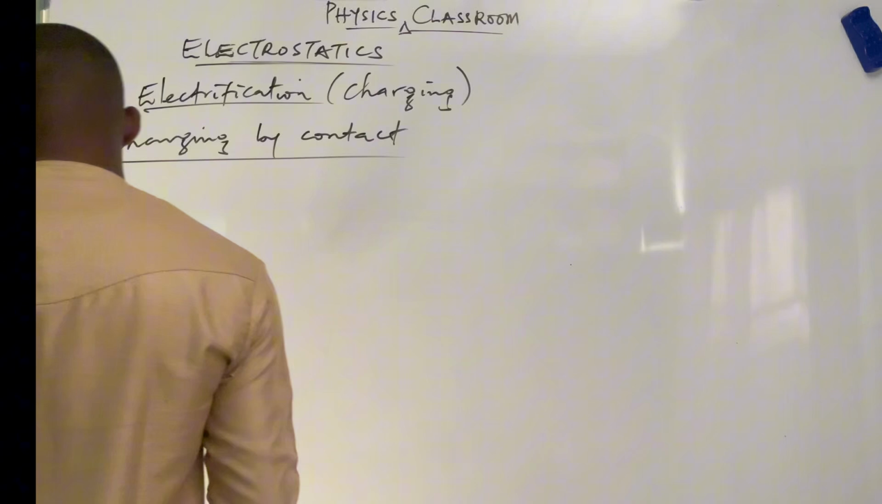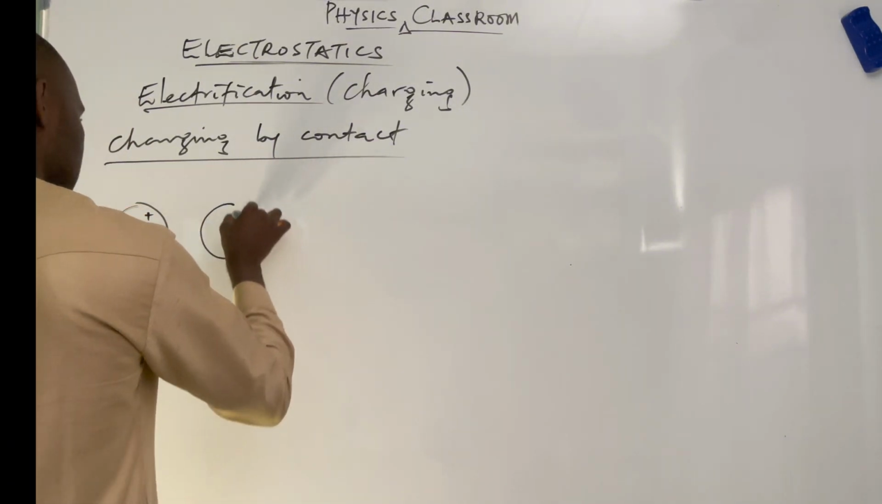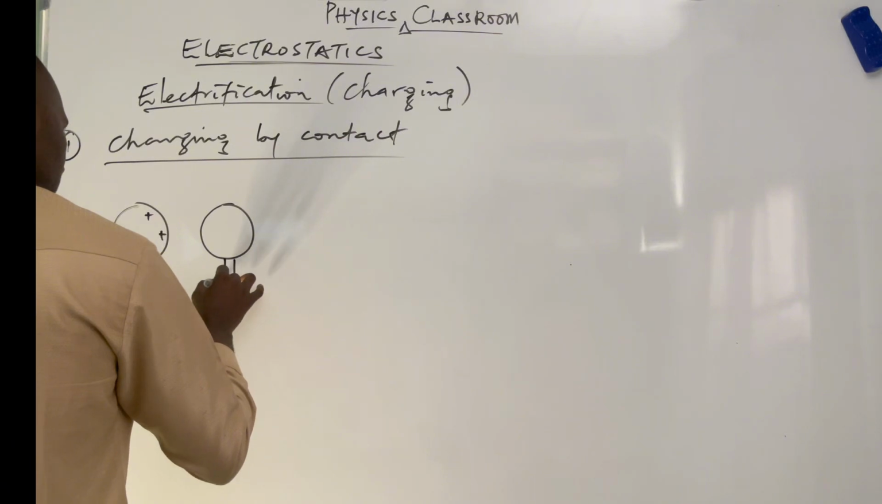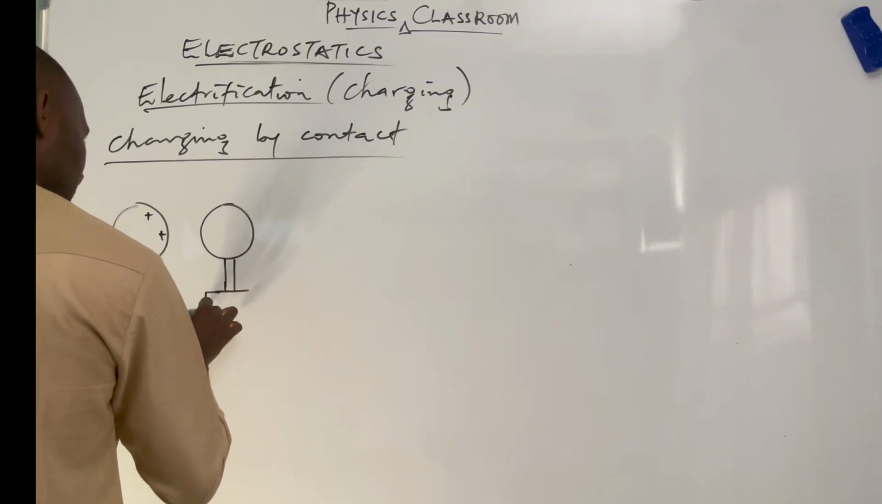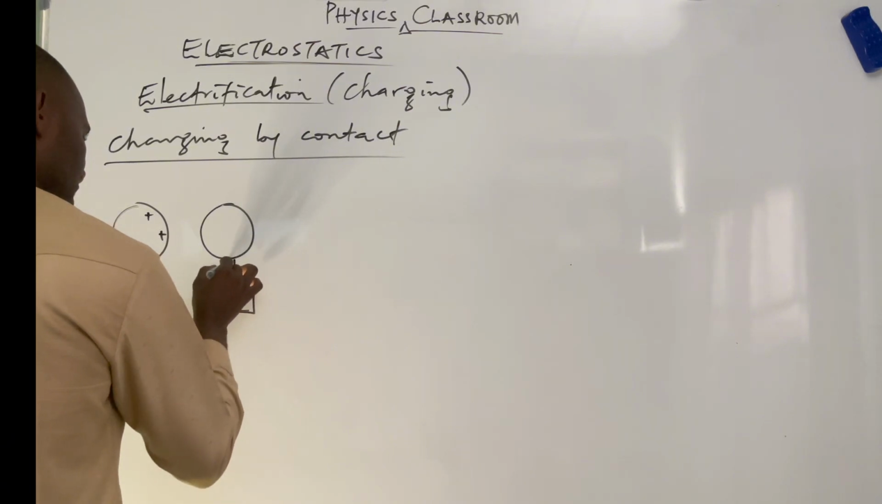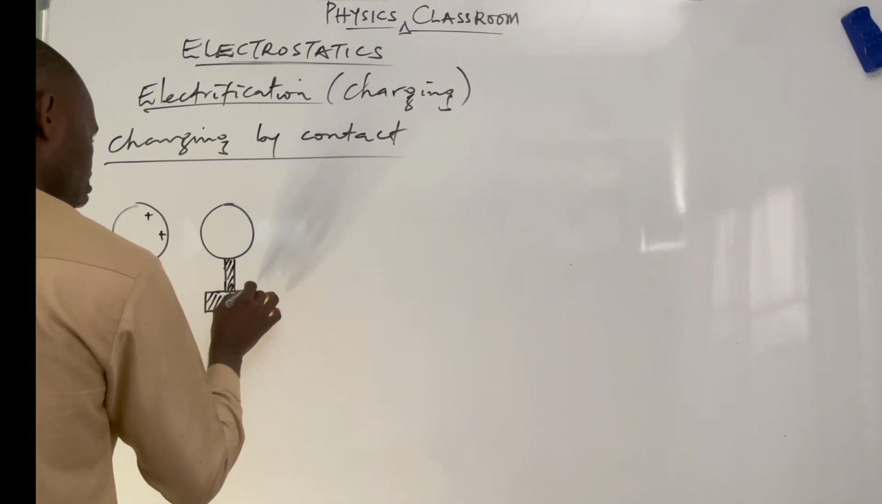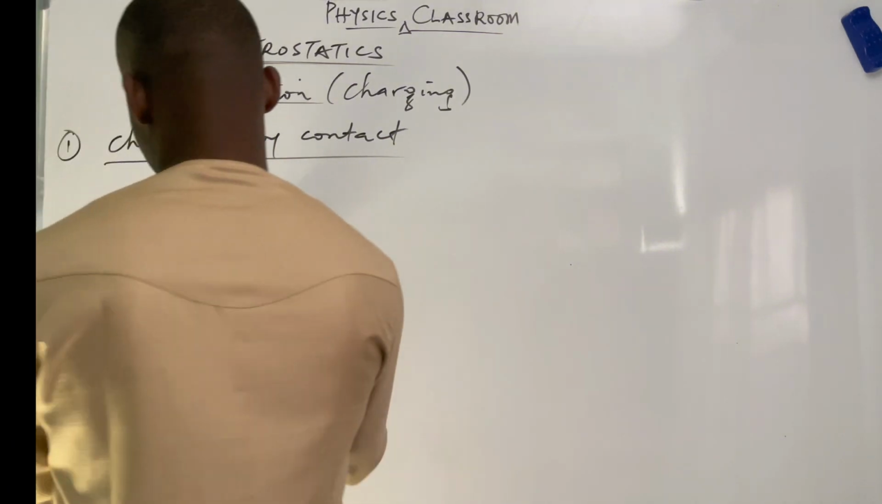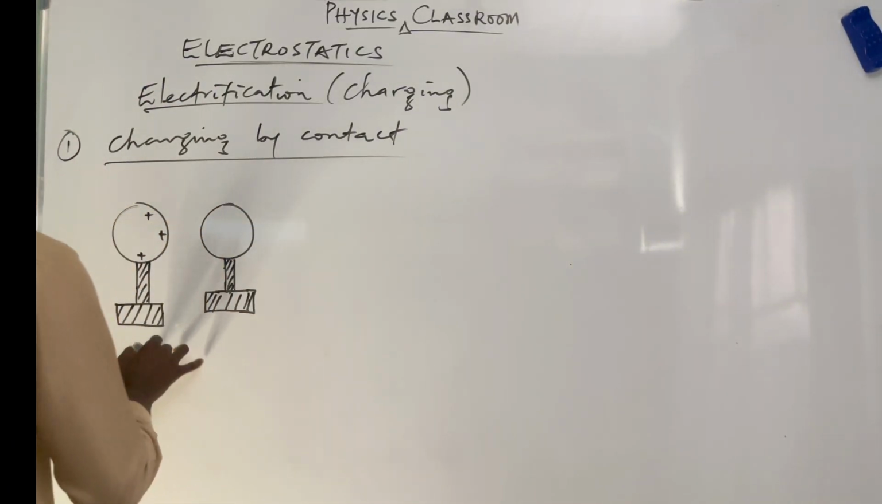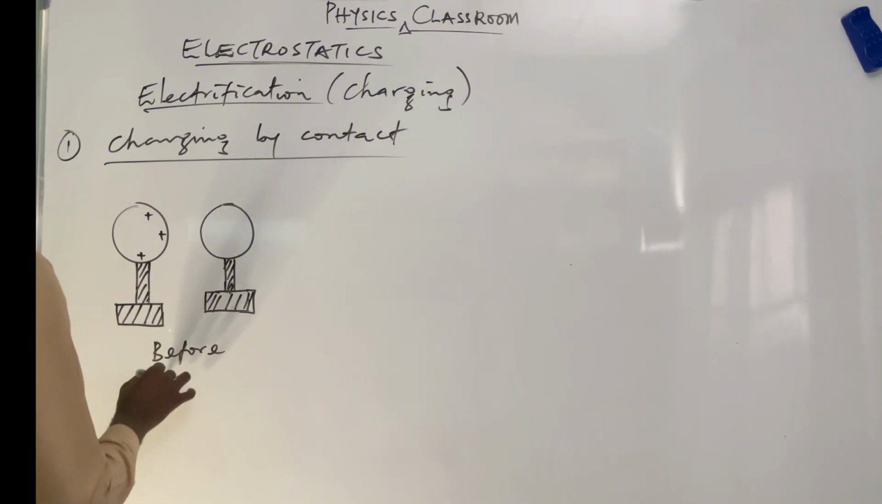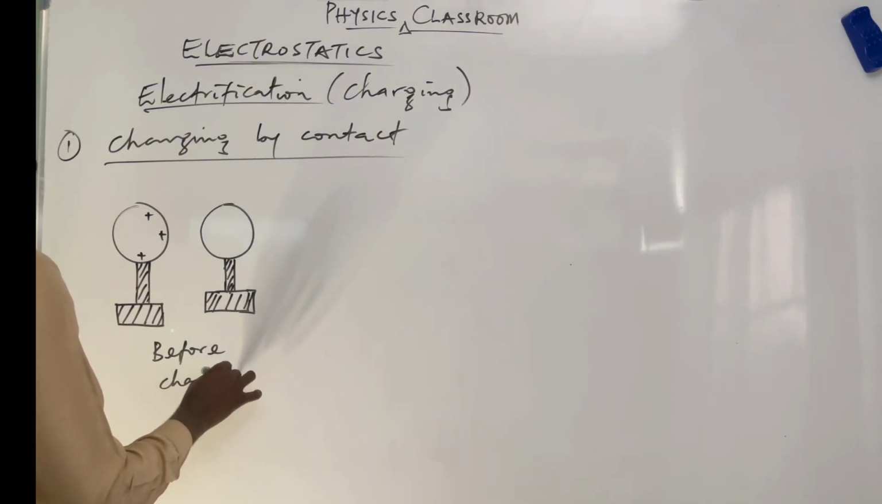So this is a charged body, whereas the other is an uncharged or a neutral body. You can see they are far apart. This is before charging.